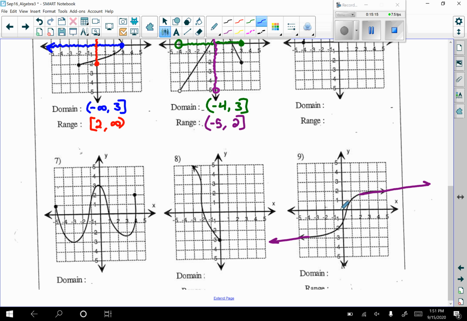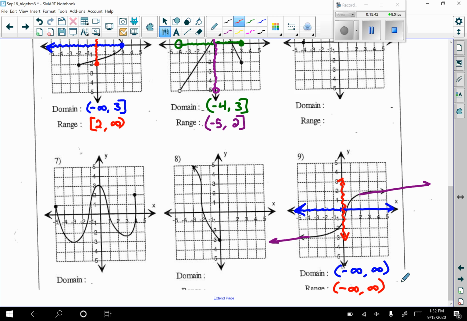Our domain, how far left does this go? Well, this keeps going to the left forever. How far right does it go? It keeps going to the right forever. So our domain, negative infinity to infinity. How far down does this go? So it's going gradual, but it is still decreasing forever, and it's increasing forever. So our range still goes up forever, down forever. So negative infinity to infinity this way.